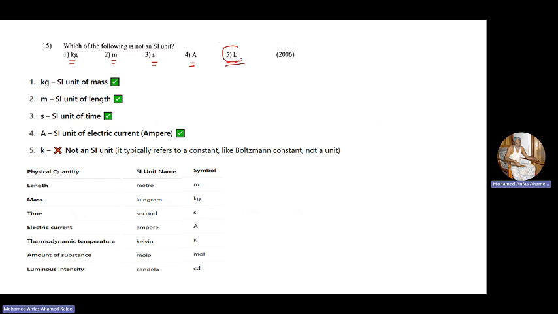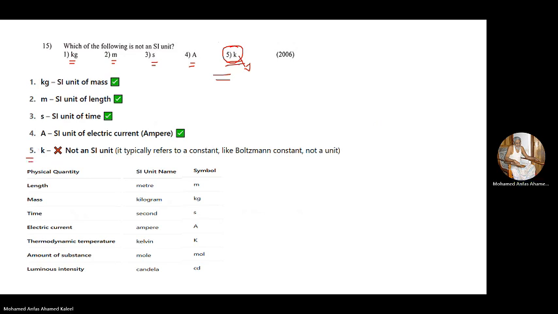But what about this one? This is a small k. So there is no base SI unit as small k. We have capital K, that is thermodynamic temperature. So the answer is option number 5, the one that is not an SI unit.